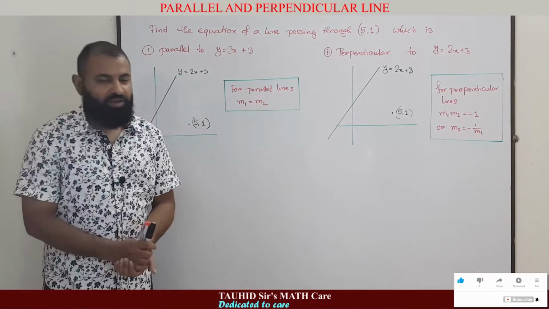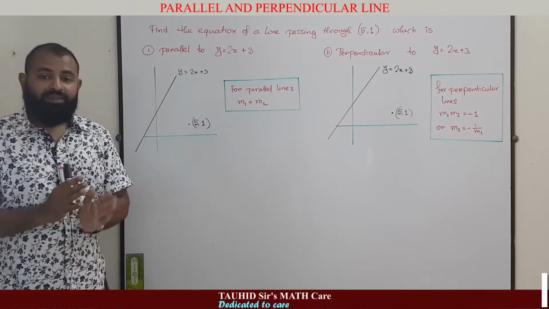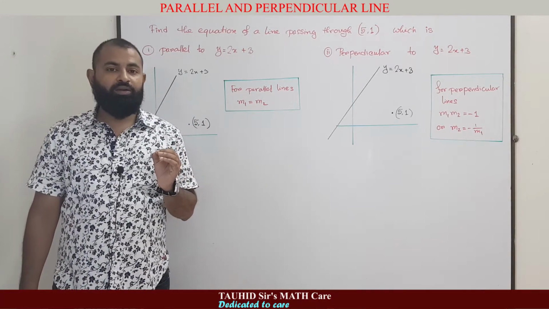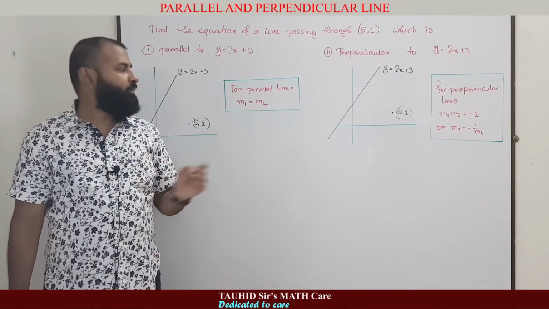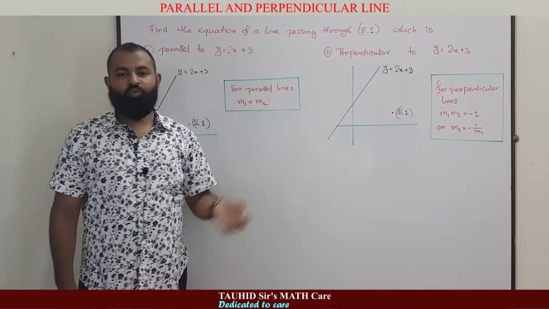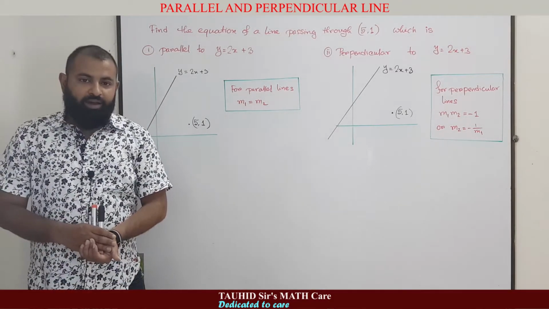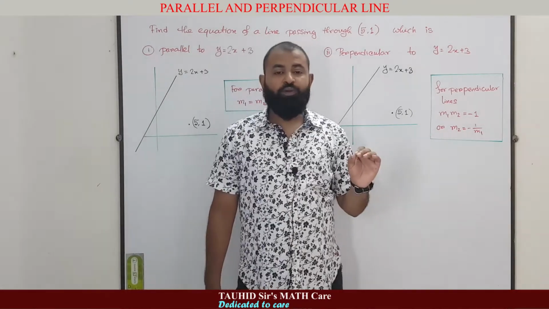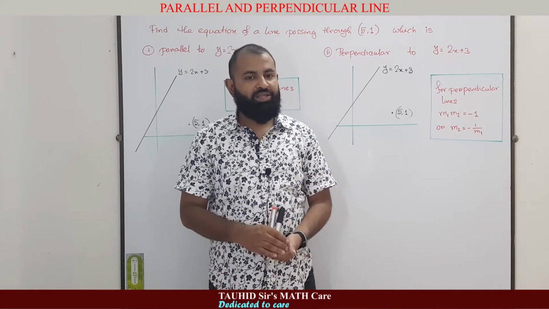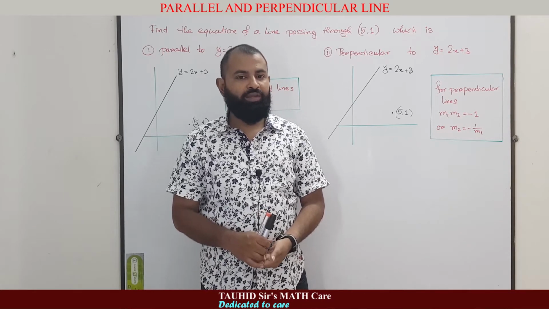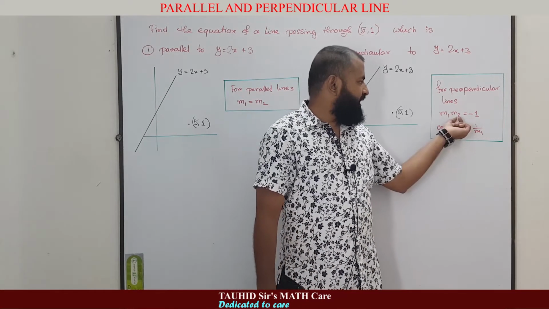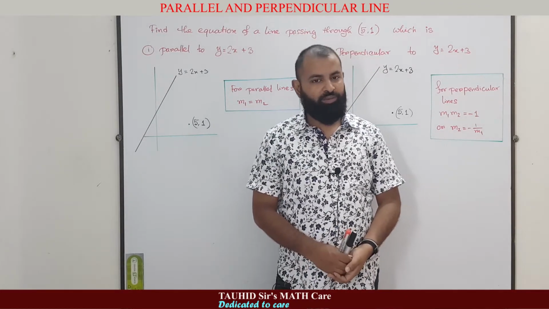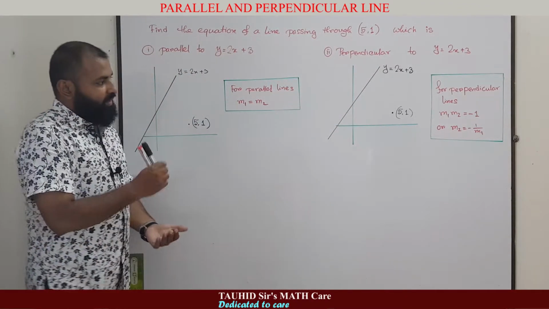How to solve that? For parallel lines, we need to know that for two parallel lines, if their gradients are m1 and m2, then m1 equals m2. That means, in simple words, the gradients of parallel lines are the same. And if two lines are perpendicular to each other and their gradients are m1 and m2, we can write m1 m2 equal to -1, or m2 equal to -1 by m1. So let's go to the math.